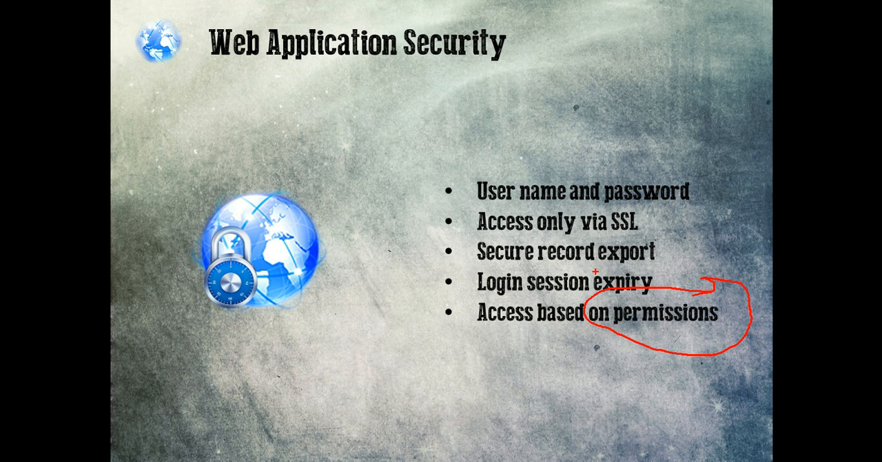Each export within the web application has its own permission. So if you want to export to PDF, you need to get the respective permission to export to PDF. If you want to export to CSV, you need to get the respective permission to export to CSV. Right, so let's move on to the API security.